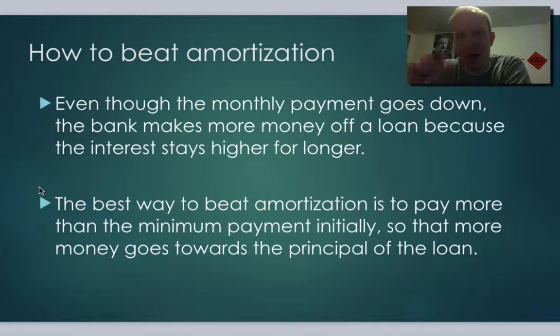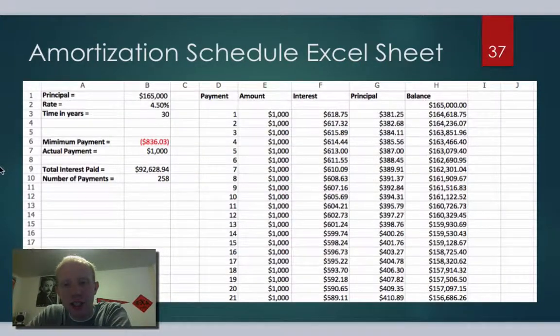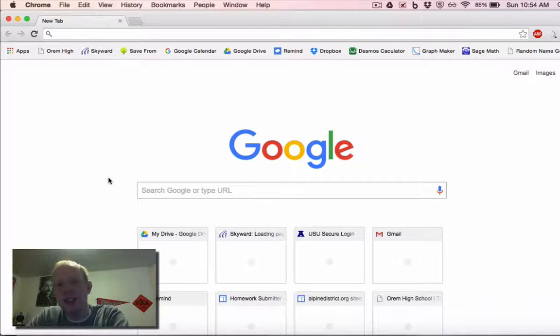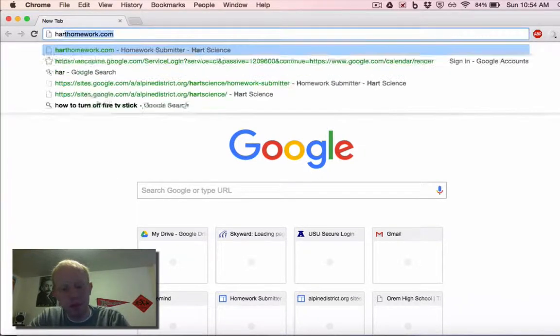Okay, so I can talk about this all day, but let's actually look at the numbers, see how we can do this. Okay, and because this is such a tricky equation to work with, I'm not going to make you calculate it. What I've done is I provided a sheet that kind of shows you how this works. All right, so to use the calculator, all you're going to do is go to hearthomework.com.